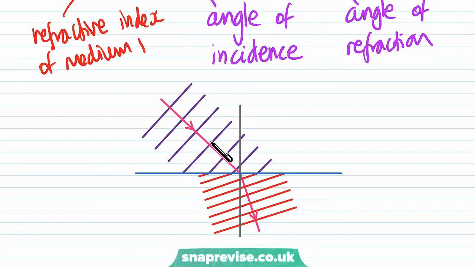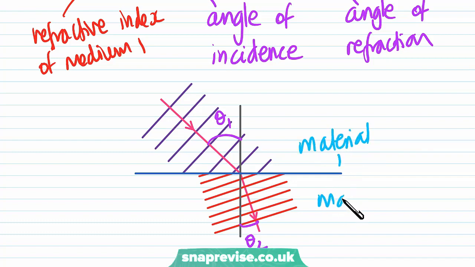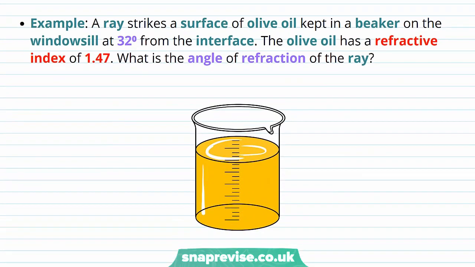So on a diagram, we've said that the angle that the incident ray makes with the normal is theta 1, the angle of incidence, and this here is the angle of refraction, the angle that the refracted ray makes with the normal. And in this case, this is material 1, and this is material 2, and they have refractive indices n1 and n2 respectively. So now let's look at an example where we can use Snell's law.